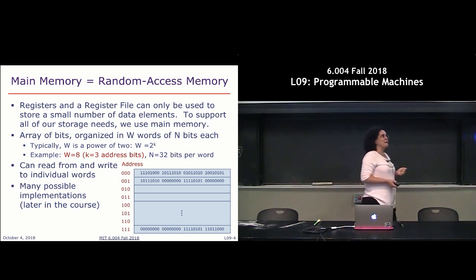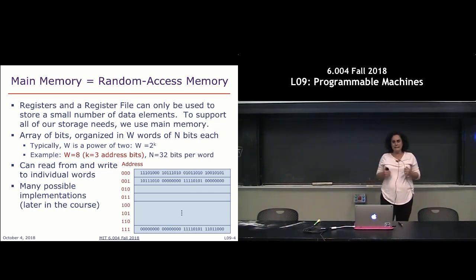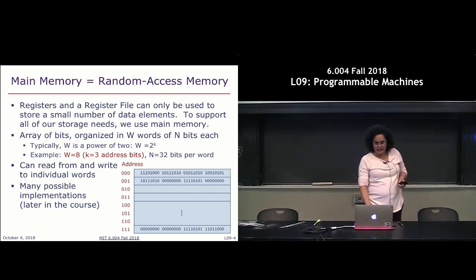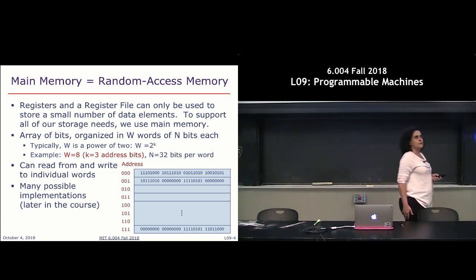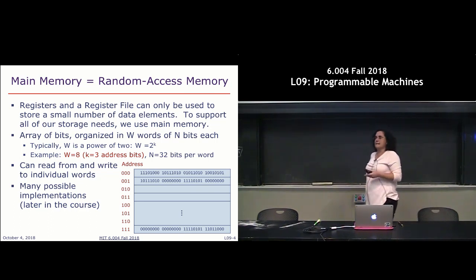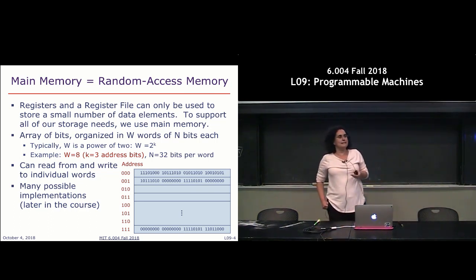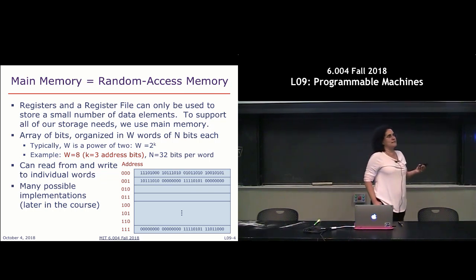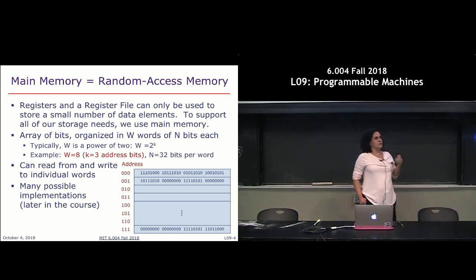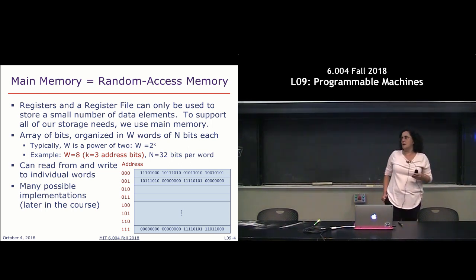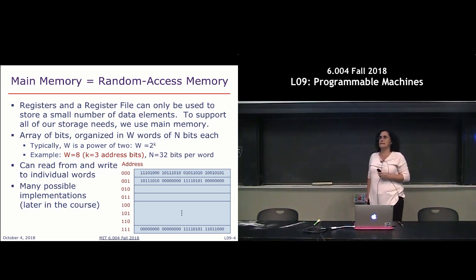So main memory, when we talk about it, we refer to random access memory, and it looks something like this. It's basically an array of bits, which is organized as W words. Generally, W is a power of 2, and each of those words is n bits wide. Okay, so in this example, we've got 8 words, each of which is 32 bits wide. And so in order to access the particular location in memory that I want to access, we need what's called address bits, something to specify which of those 8 words I am trying to access. So if I have 8 words, or 2 cubed, that means that I need 3 bits of address to specify which of those locations I want to access.